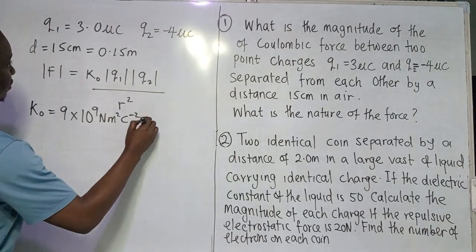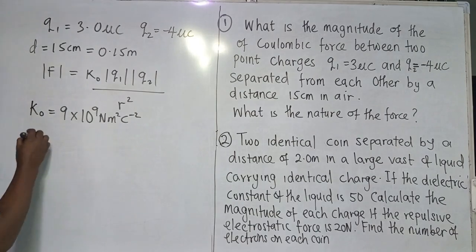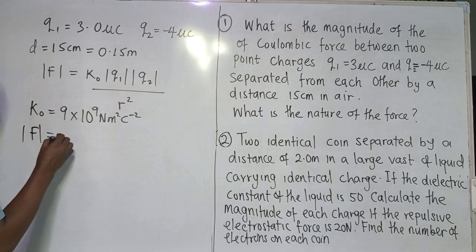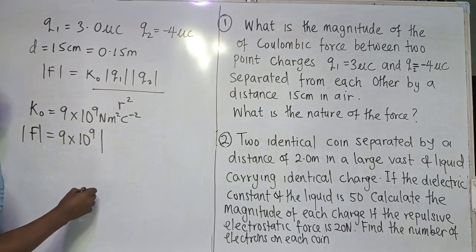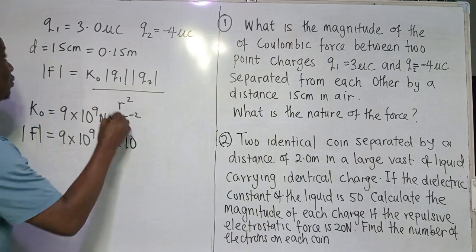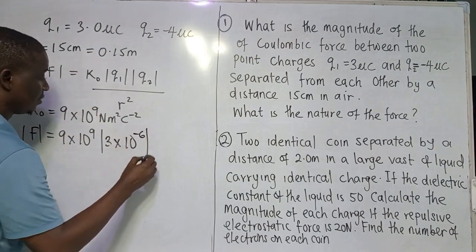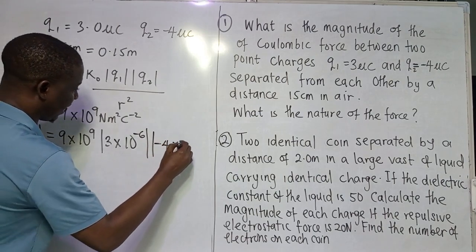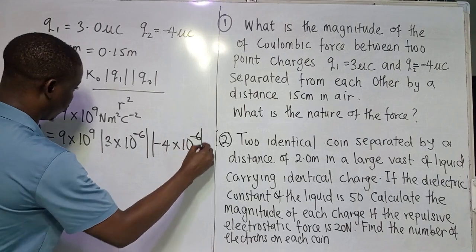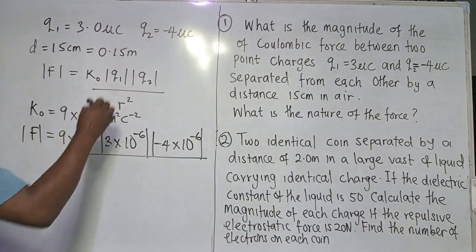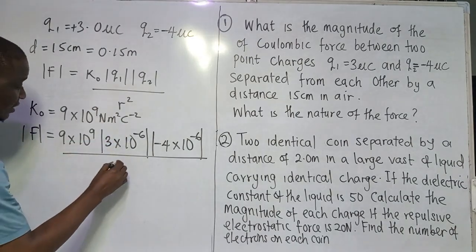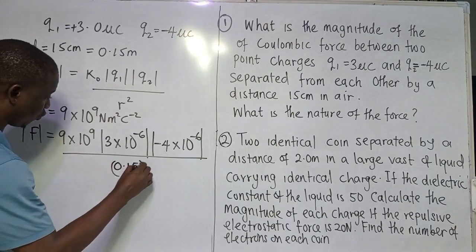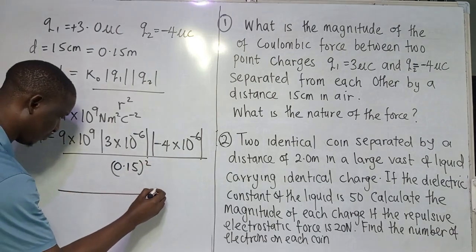Then our R is already given. So the magnitude of the force is 9 times 10 power 9, which is K naught, then the absolute of 3 times 10 power minus 6, the absolute of minus 4 times 10 power minus 6 also, then divide by the distance of separation, 0.15 all squared. Don't forget, this is a negative charge and this is a positive charge.